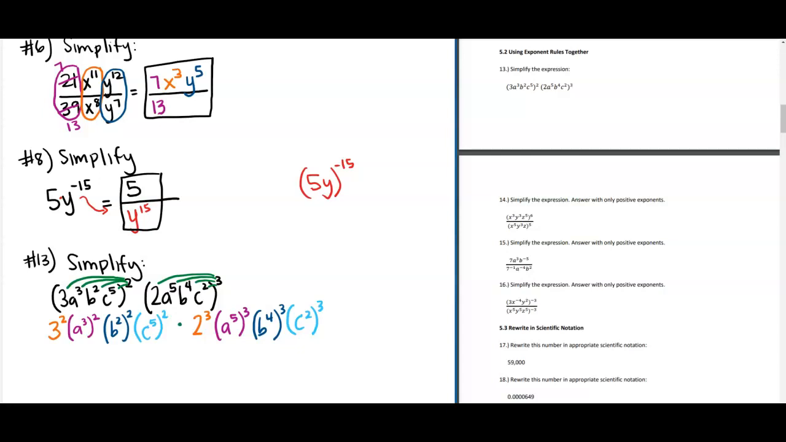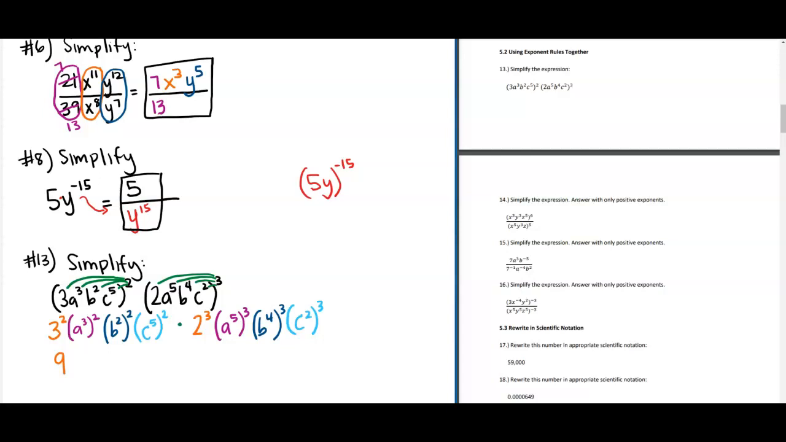You might be able to see what to do and skip that step and do it in one. But I just want to make sure everybody is with me and understanding how I'm getting these numbers. So 3 to the 2nd power means 3 times 3, so that's going to be 9. Then a to the 3rd power raised to the 2nd power. When it's a power raised to a power, we multiply those exponents together, right?